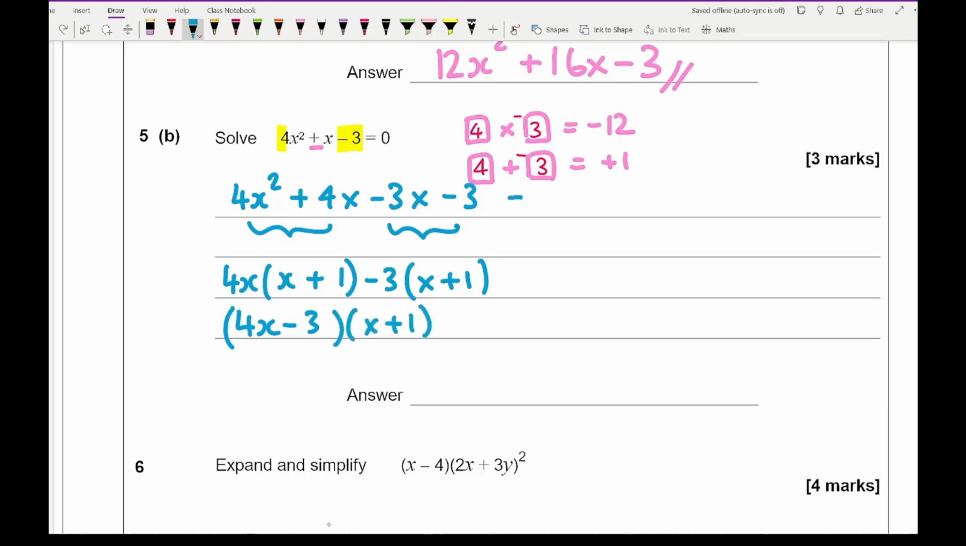Now we need to remember that it is an equation, so all of these need to be equal to 0. And then I just need to solve it. So solving this, x is going to equal 3 over 4. And solving this, x is going to equal minus 1. And if I use the quadratic formula, it would give me the same answer.